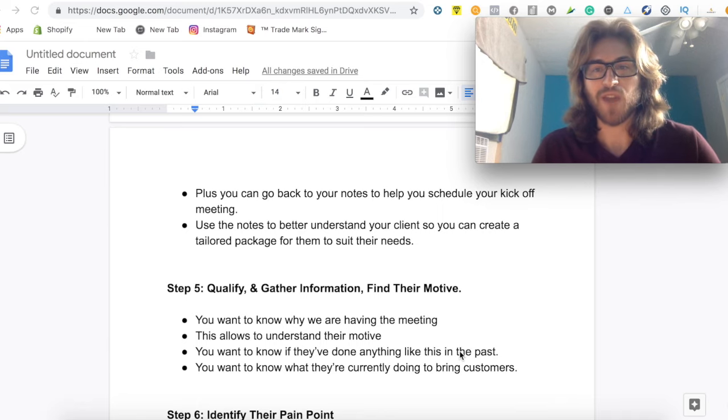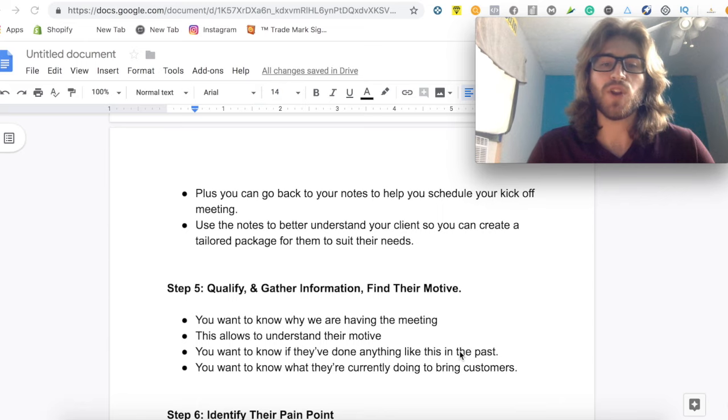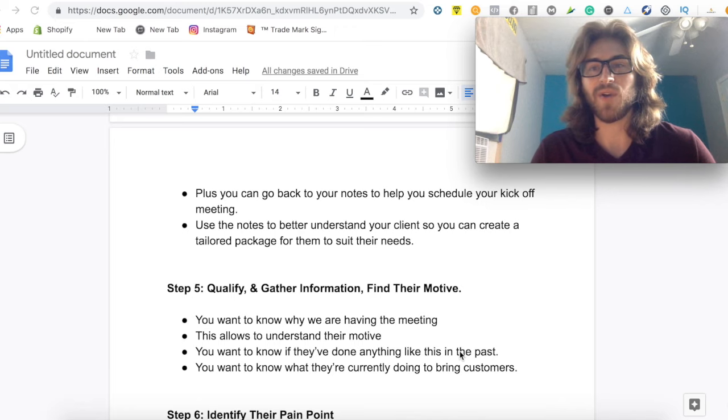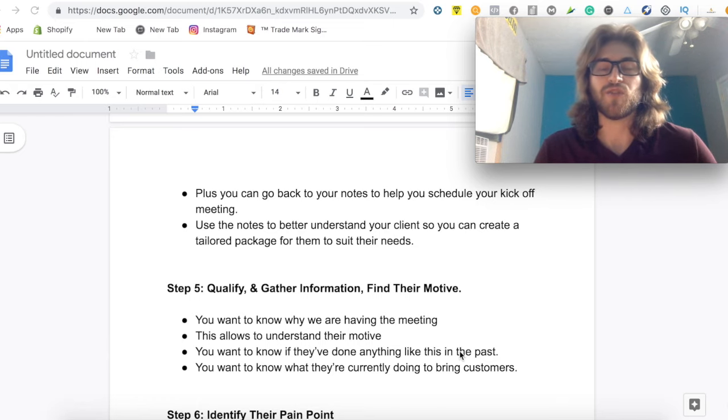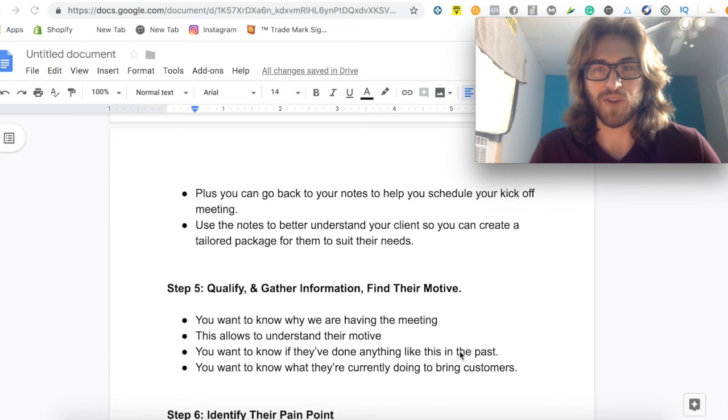So you want to find their motive, and you want to know what they've done in the past. Ask them, have you ever done this before? Why ask that? Maybe they've done it before and it didn't work out, or maybe it's their first time. It's really good information to know, to see where they're at with their marketing, or if they know anything about marketing.